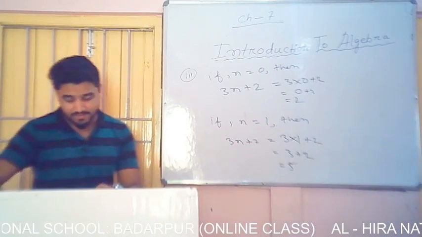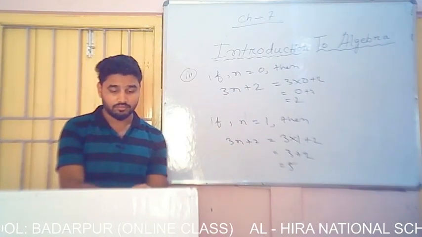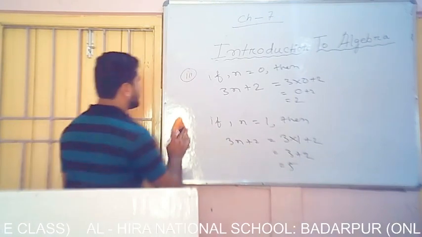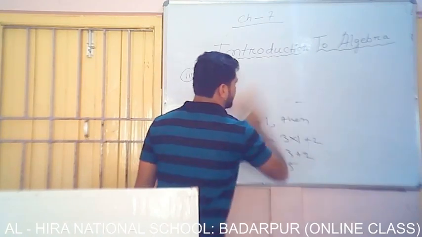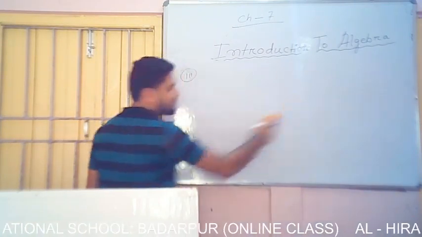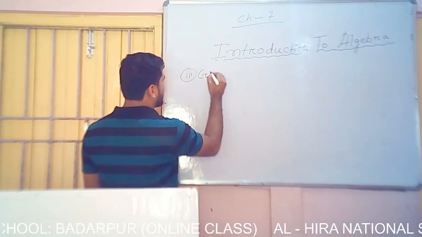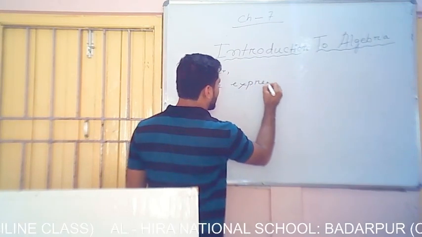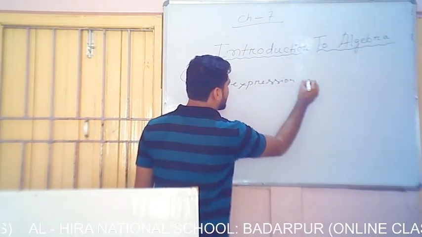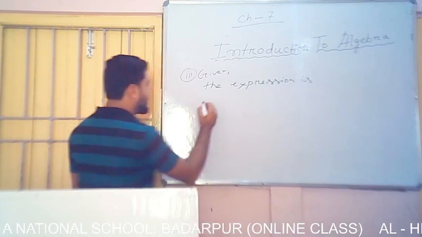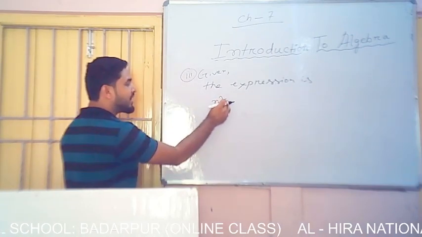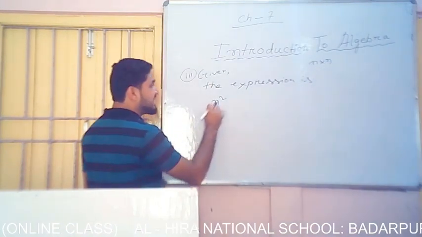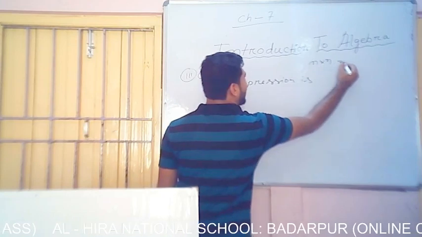Now come to question number 4. The expression given is n square. Do you know the meaning of n square? N square means n into n. That means n is multiplied 2 times. So you can write n square.